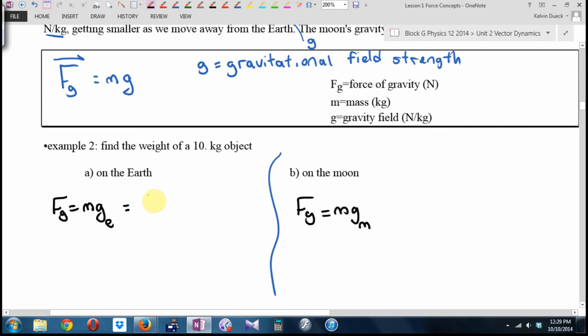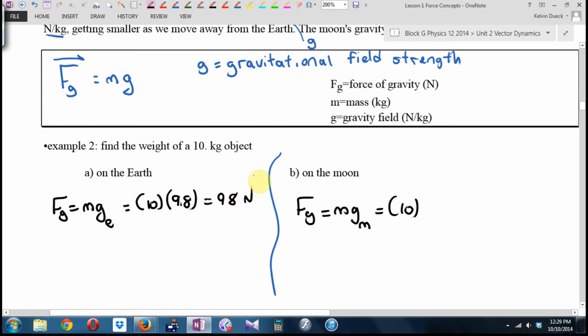What's the mass? Well, in each situation, it's 10. What's the gravitational field strength on the Earth? 9.8 newtons on every kilogram. Naomi, without a calculator, in your head, timesing by 10, what's 10 times 9.8, please? 98, thank you so much.